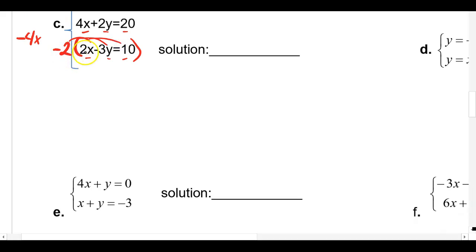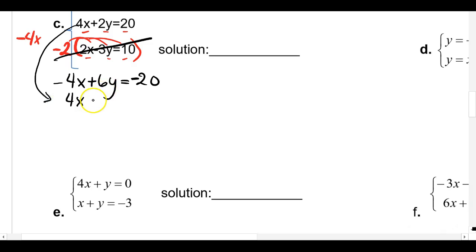So now negative 2 times 2 is negative 4, but also times x. And now negative 2 times 3 is 6, and times y. And we did a negative times a negative, so it's positive. And then 10 times 2 is 20, but then it's a negative times a positive, so that becomes negative. So I'm done with that equation. Then let's go ahead and rewrite the first equation. Let's bring it down and rewrite it so that we can line it up nicely.